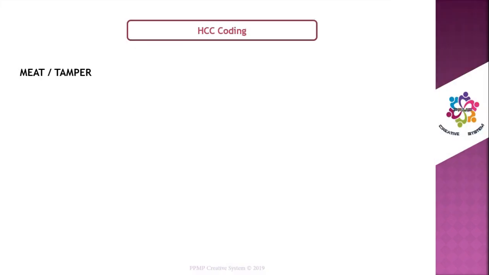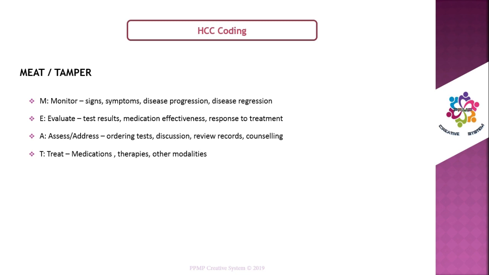MEAT and TAMPER. Let's see the definition for MEAT. M denotes monitor, which includes signs, symptoms, disease progression and disease regression. E denotes evaluation, which includes test results, medication effectiveness and response to treatment. A denotes assess or address, which includes ordering tests, discussion, review of records and counseling. T denotes treatment, which includes medications, therapies, other modalities.